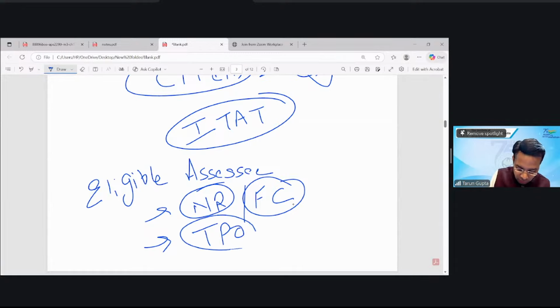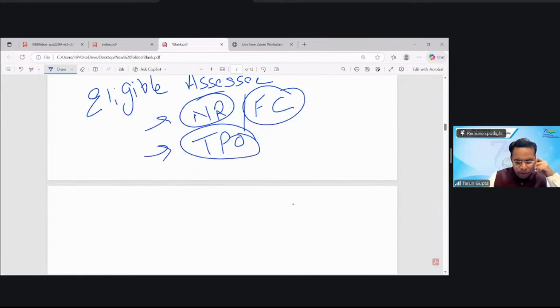Or in the case of any other assessee in whose case the adjustment is made on account of the TPO order, the transfer pricing officer order. Let me know if there is any doubt. I'm going slow so that you can absorb it.